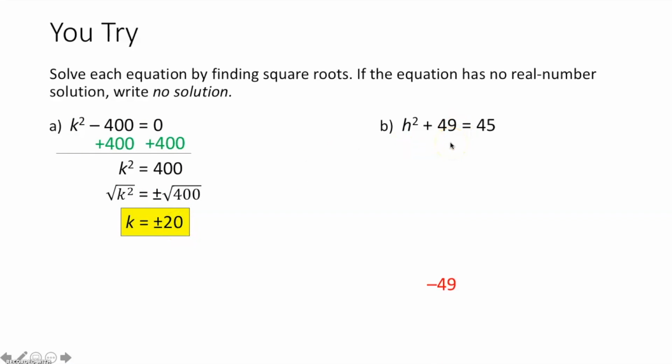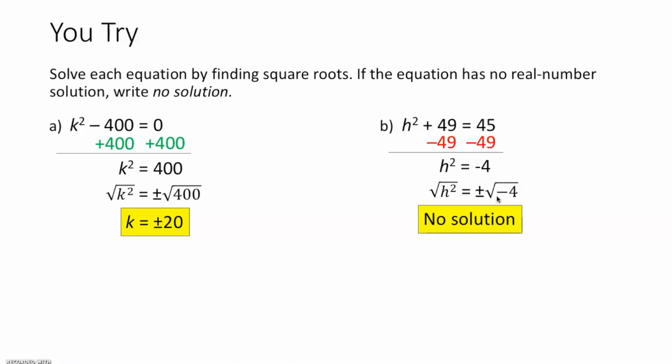Here, I subtract 49 from both sides, and I get k squared is equal to negative 4. Now, in order to solve this, I need to square root both sides, and you should already see a problem with this. I can't square root a negative number and get a real answer. So you say no solution.